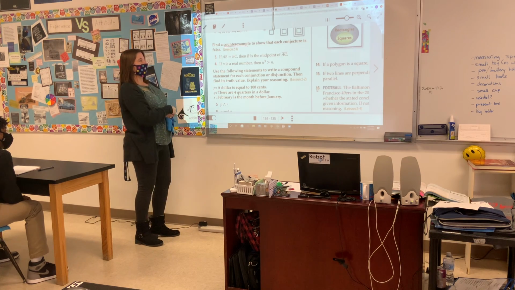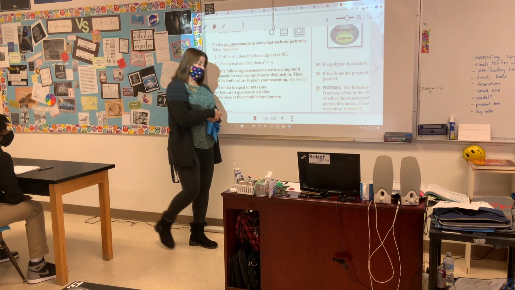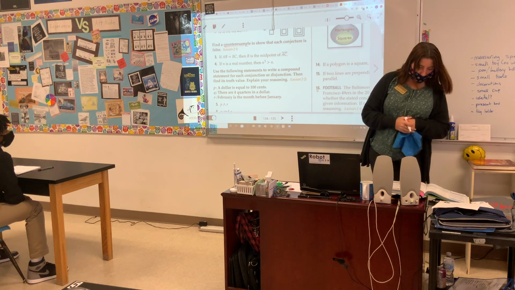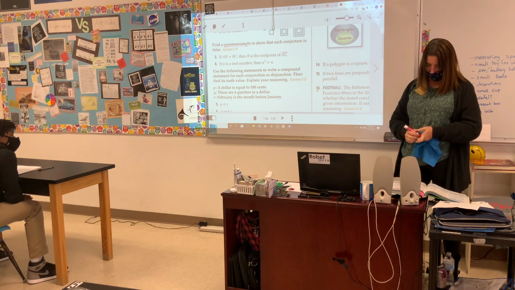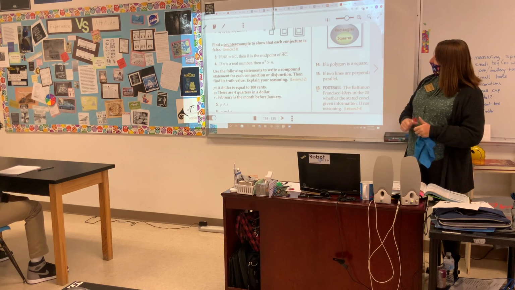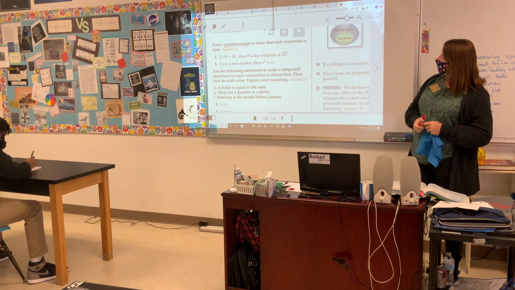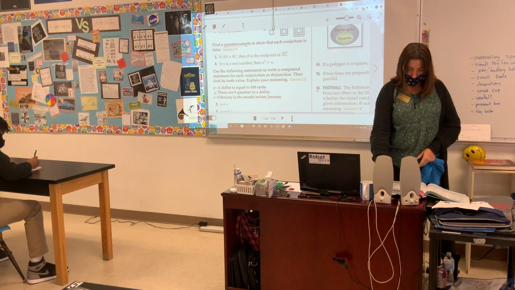So, if AB is equal to BC, then B is the midpoint of AC. What is a counterexample for that? What is something that would prove that one false? With a segment AC, is there a way to disprove it, a counterexample for B being the midpoint?